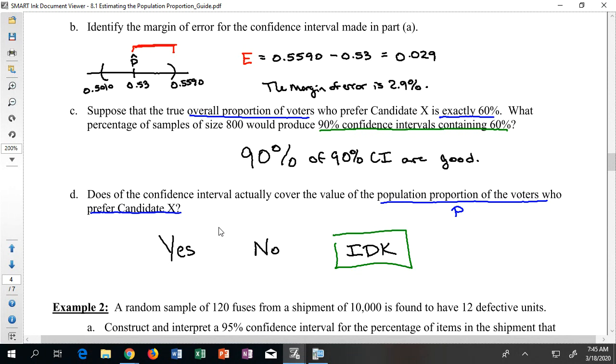Does the interval cover the real value? I don't know. I'm 90% confident that it does, but I'm also 10% confident that it doesn't. So I don't really know for sure. I'm going to bet money that it does, but I can't be 100% guaranteeing anything.